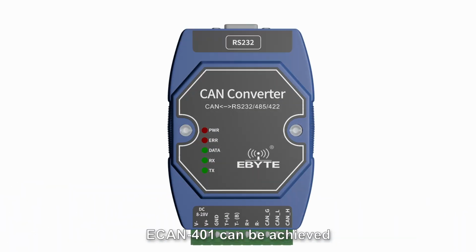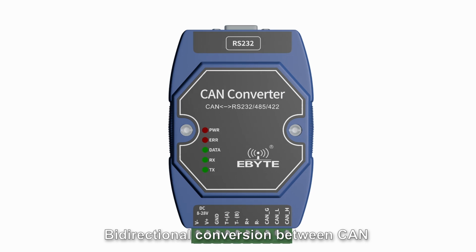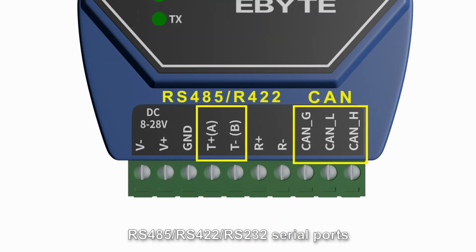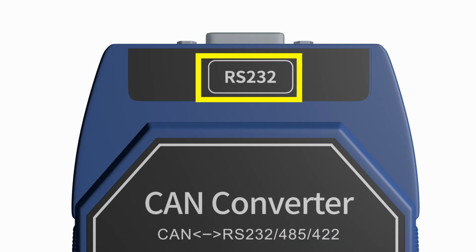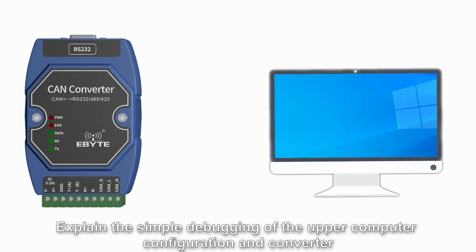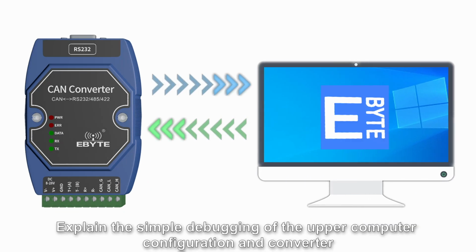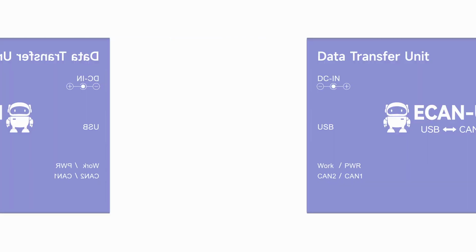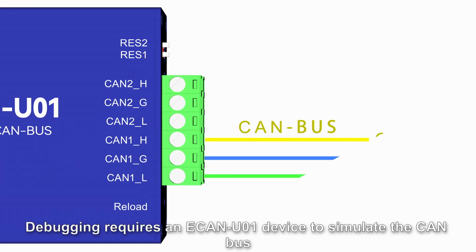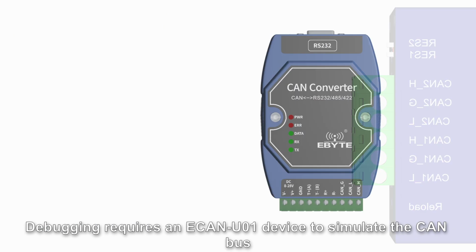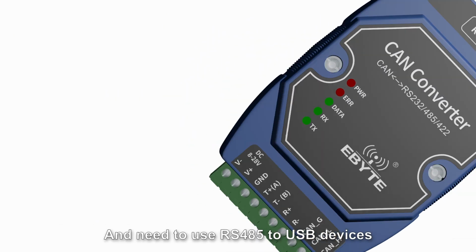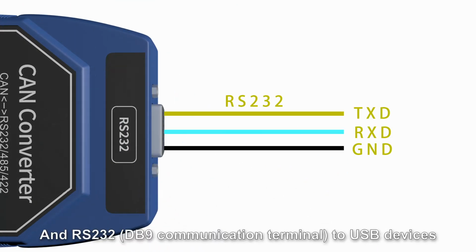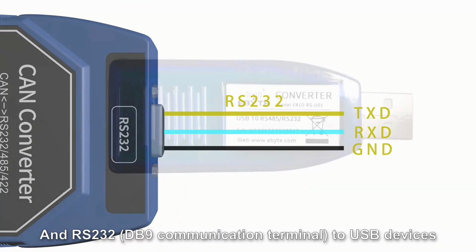ECAN 401 can achieve bidirectional conversion between CAN and RS485, RS422, RS232 serial ports. This video will start from how to connect the adapter, and explain the simple debugging of the upper computer configuration and converter. Debugging requires an Ecan U01 device to simulate the CAN bus, and needs RS485 to USB devices and RS232 to USB devices.